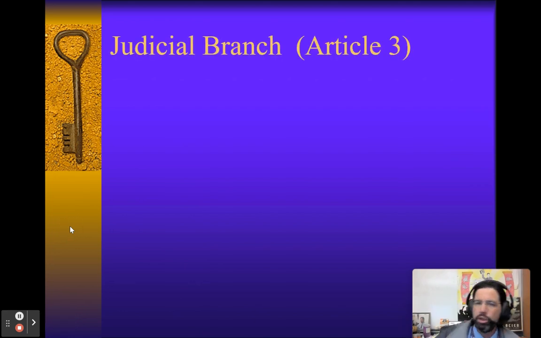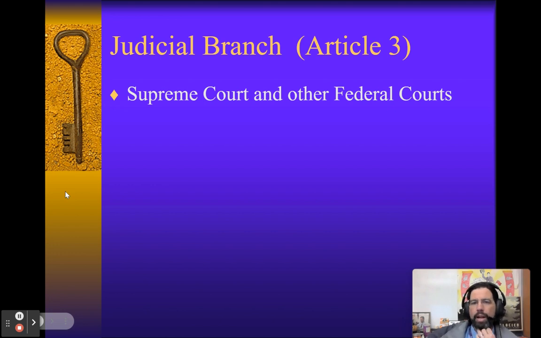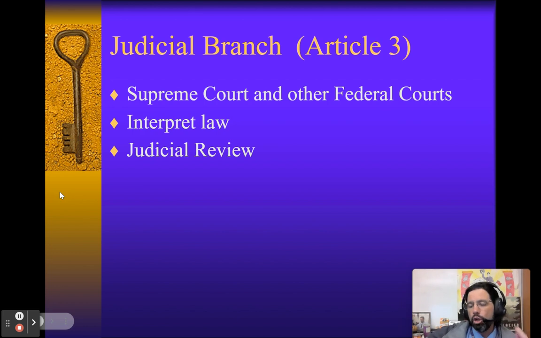The final branch is talked about in Article 3. And Article 3 talks about the Supreme Court and every other federal court. Their primary job is to interpret the law, but they also do something called judicial review. And the judicial review is simply asking the question, is an act constitutional? So they have the ability under judicial review to tell either the president or Congress, I'm sorry, but your act is unconstitutional and therefore illegal and cannot be done.